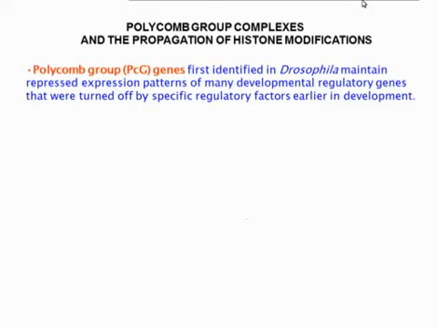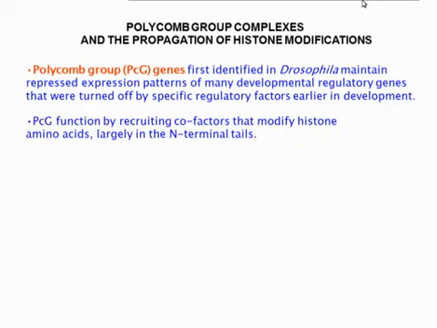A lot of interest has focused on the so-called polycomb group genes, first identified in Drosophila. And in Drosophila, they were first shown to maintain repressed expression patterns of many developmental regulatory genes that are turned off first by specific factors earlier in development, and then these are kind of placeholders that come in and shut the whole thing down by heterochromatization.